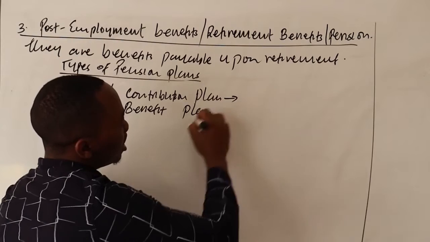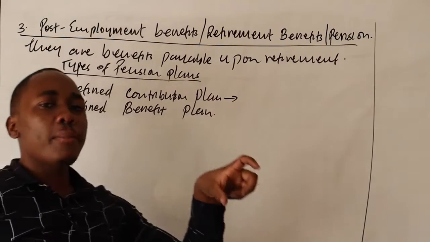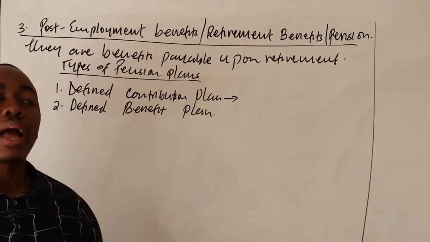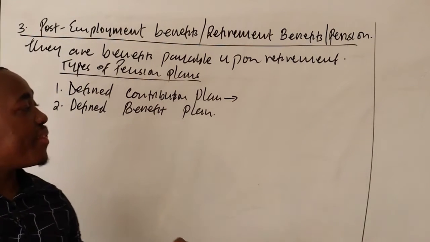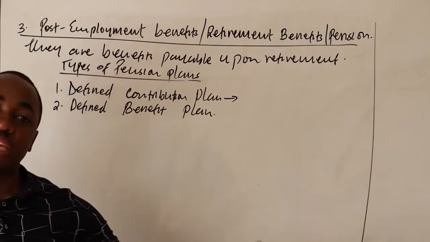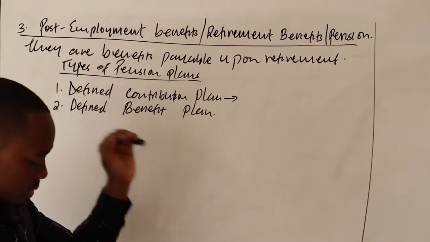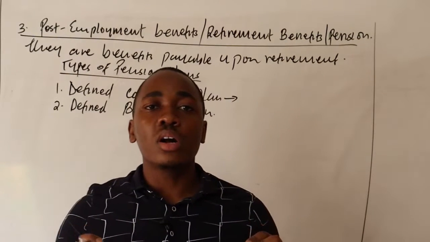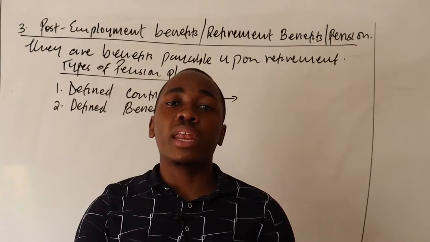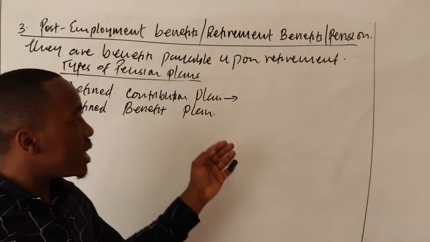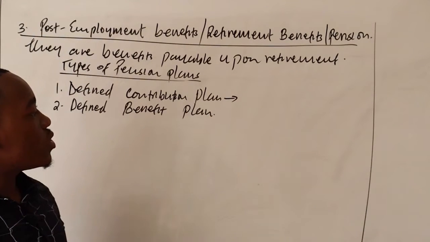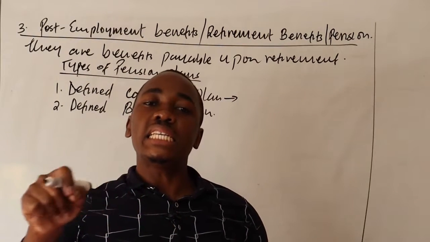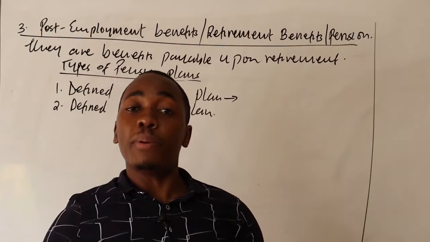Number one, the defined contribution plan. Under the defined contribution plan, the benefit payable upon retirement will be based on the amount of contribution made by both the employee and the employer to that scheme. So the amount payable upon retirement will be based on the amount paid by both employee and employer during their career life. In this case, the employee bears the uncertainty of the amount receivable.